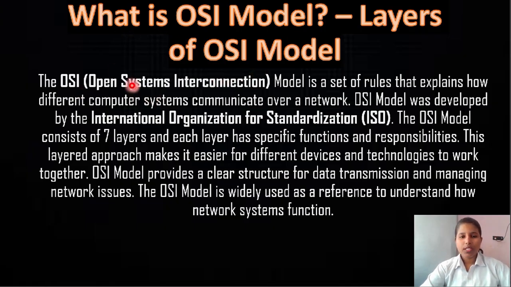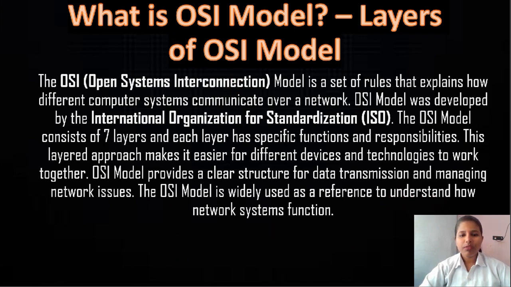The OSI model, the Open System Interconnection Model, is a set of rules that explain how different computer systems communicate over a network. It was developed by the International Organization for Standardization, ISO. The OSI model consists of 7 layers, and each layer has specific functions and responsibilities. This layered approach makes it easier for different devices and technologies to work together. The OSI model provides a clear structure for data transmission and the management of network issues, and it is widely used as a reference to understand how network systems function.